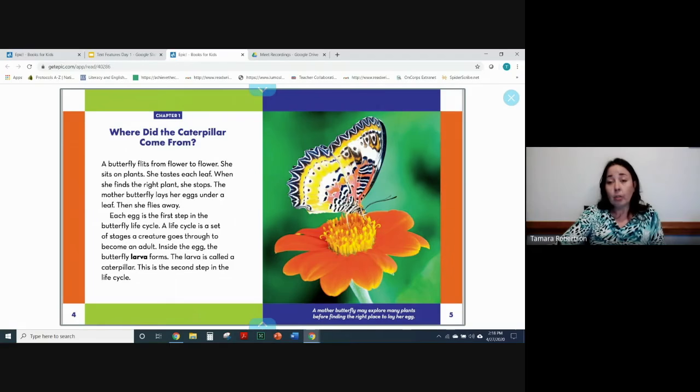So this picture shows me a butterfly sitting on a flower. And if I read the caption, it's going to explain what's happening in the picture. A mother butterfly may explore many plants before finding the right place to lay her egg. So this caption is telling me that this butterfly might be looking for a place to lay her egg.